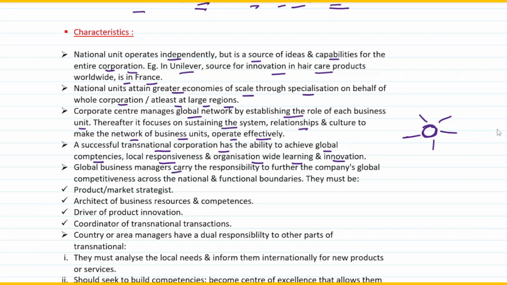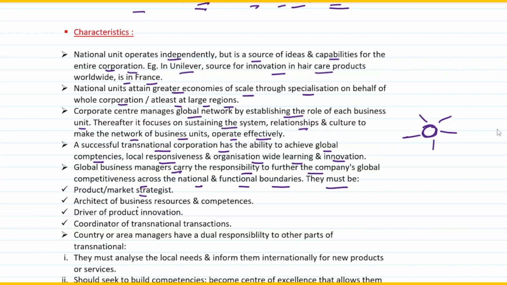Then global business managers carry the responsibility to further the company's global competitiveness across the national and functional boundaries. So how does it help is that even the global managers are benefited through the responsibility, because they are able to carry the company's global competitiveness across the national and the functional boundaries. But there are certain criteria they should carry. What are they? They must be product or market strategists. They should be able to understand the local and the global product, and they should be efficient market strategists rather.